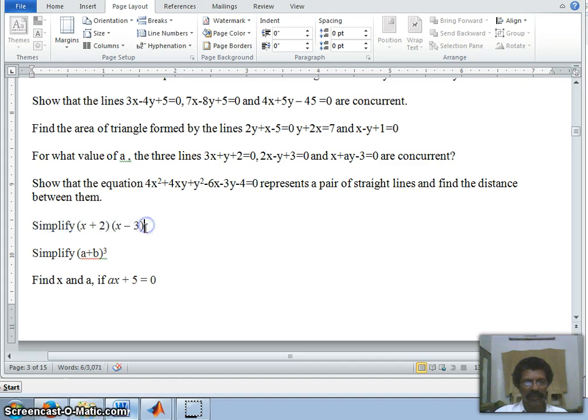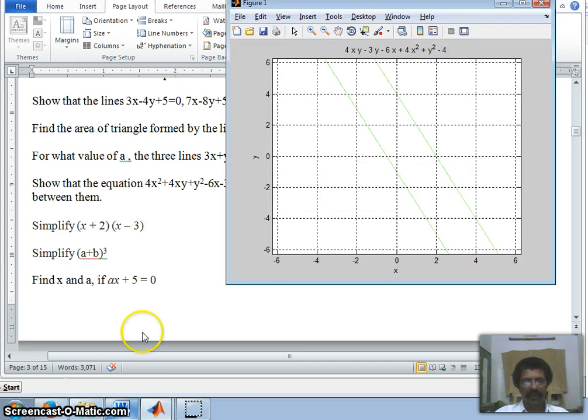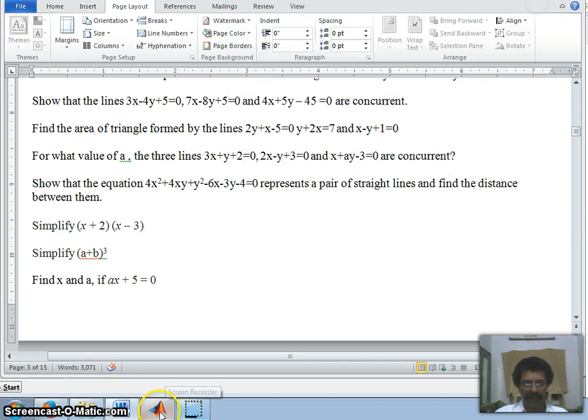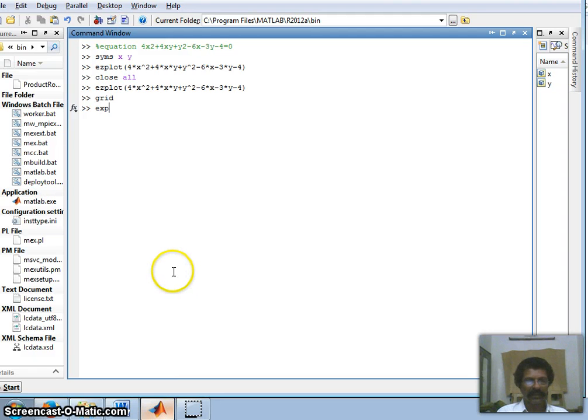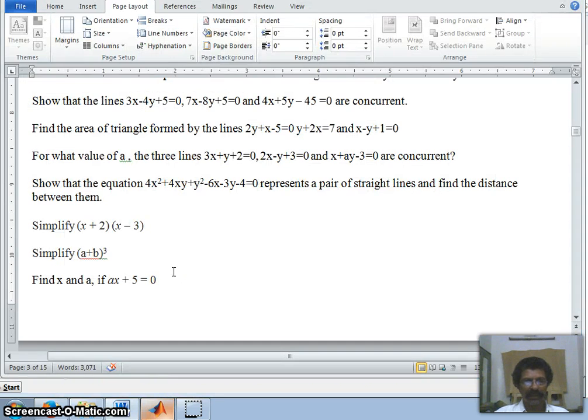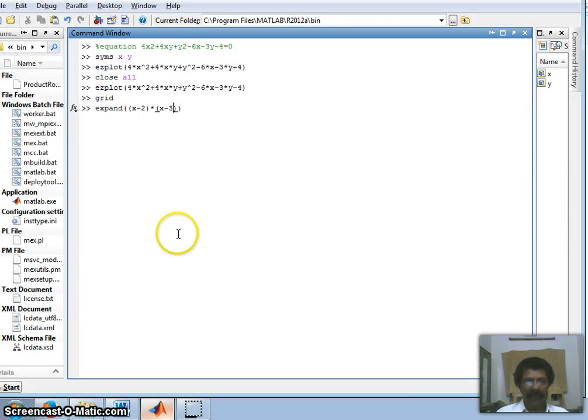The next question: simplify x plus 2 into x plus 3. In order to multiply, there is a very simple command in Matlab. Here I can say expand x minus 2 multiplied by x minus 3, and then x plus 2 multiplied by x plus 3. So this has given me x into x is x square.